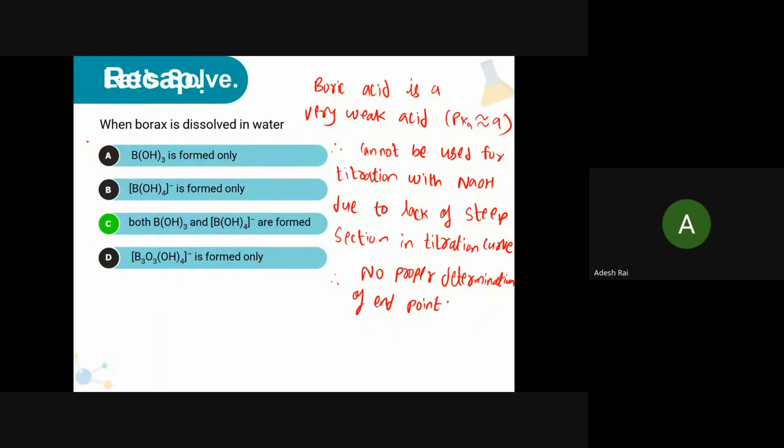Could you show how the graph would look for boric acid? Okay, I'll show. See, the steep section is almost straight, like this. It becomes very difficult. This is how the graph generally looks for boric acid, because NaOH will suddenly just increase the pH. Because of that, you won't be able to find the endpoint in the plot. Understood.